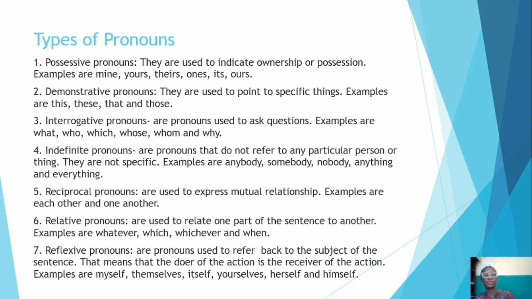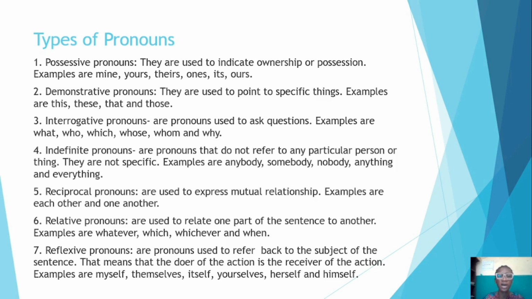Firstly, let's look at the possessive pronouns. From the word possessive, it already suggests ownership, suggests possession. So possessive pronouns are used to indicate ownership or possession. For example, mine, yours, theirs, one's, it's, ours. The car is mine. There's a rule for using possessive pronouns, but I will tell you that when we get to the next slide. So for now, just stay with me as we learn what these types of pronouns are and the examples.